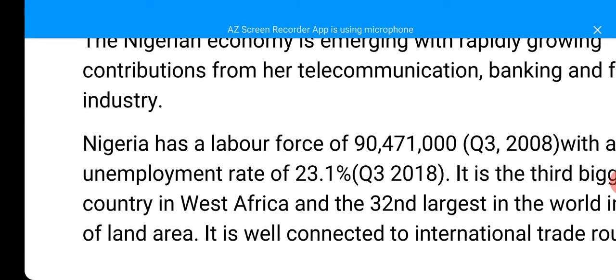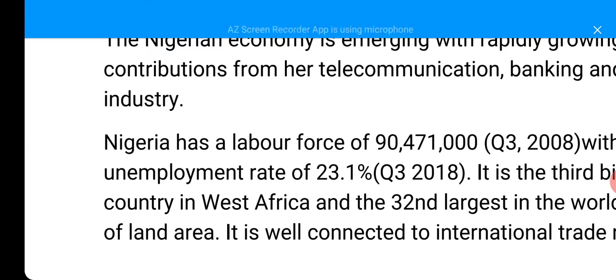Nigeria has a labor force of 90,471,000 as at the third quarter of 2018. By third quarter, I mean you divide the year into 4 parts. The first 3 months is the first quarter, the second 3 months is the second quarter. So at the third quarter, the labor force stood at 90,471,000. That is the total number of people that make up the working population, with an unemployment rate of 23.1%. So as at the third quarter of 2018, the unemployment rate stood at 23.1%.